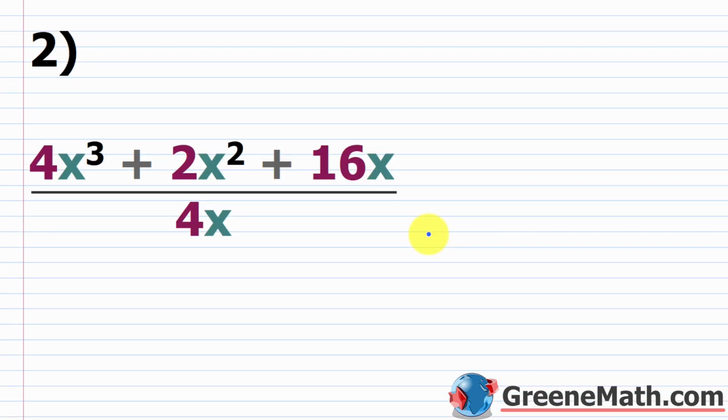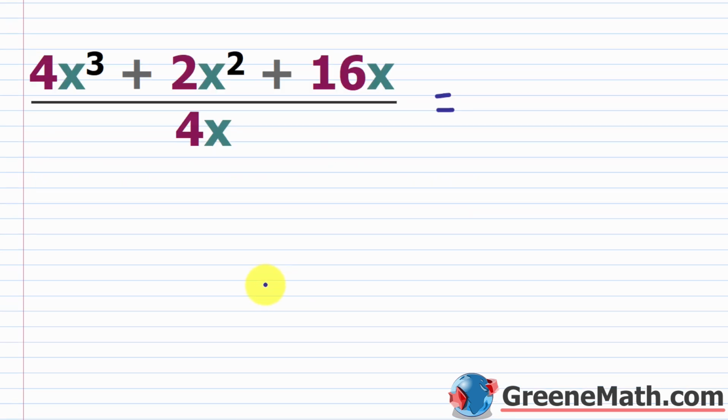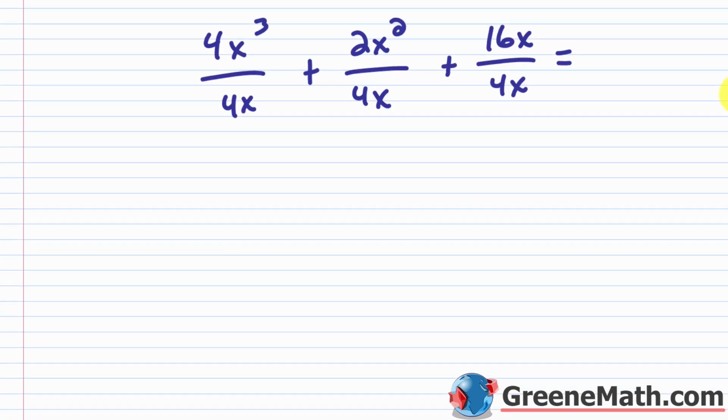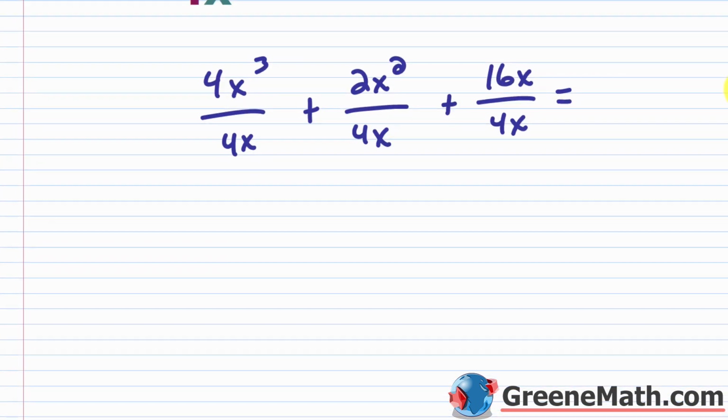All right, let's take a look at problem number 2 now. So we have 4x cubed plus 2x squared plus 16x, and this is over 4x. So let me put equals here, and let's just split this up again. I'm going to have my 4x cubed over 4x, and then plus I have 2x squared over 4x, and then plus I have my 16x over 4x. So again, I'm just going to simplify each part separately here. That's all I want to do.